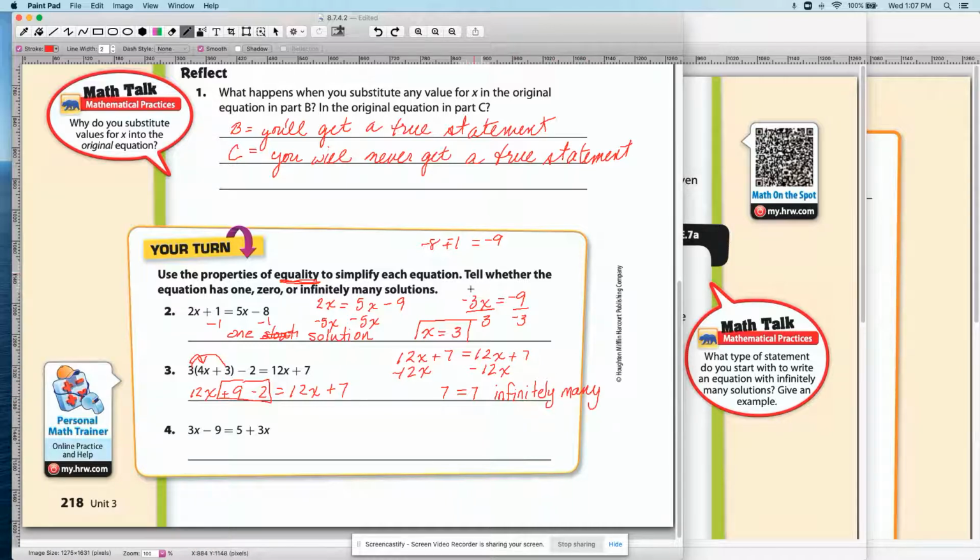And that's how you say that. You don't say any number will work. You say that there are infinitely many solutions. So I'm going to guess that this one is that there are no solutions, but let's look at it, okay?